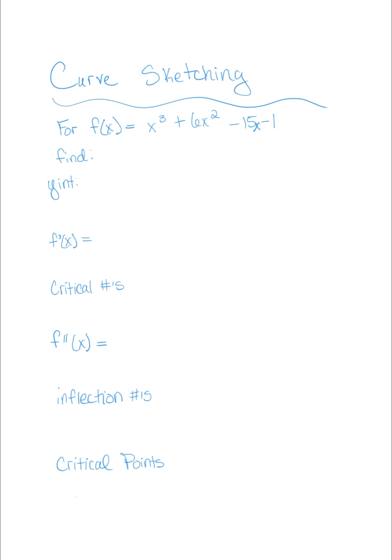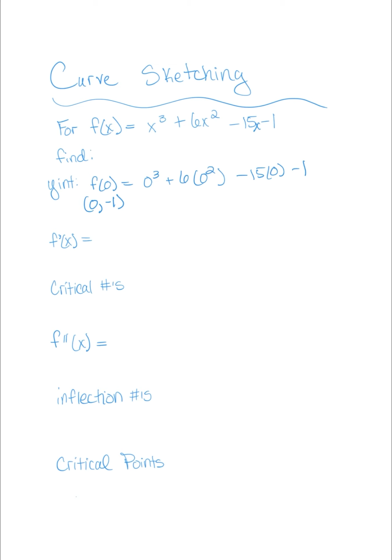y-intercepts. Well, to find our y-intercepts, all we do is set our x equal to 0. So that's going to be 0 cubed plus 6 times 0 squared minus 15 times 0 minus 1. So our y-intercept is (0, -1).